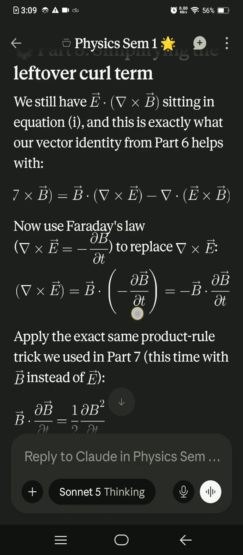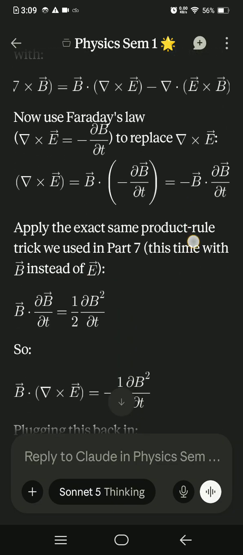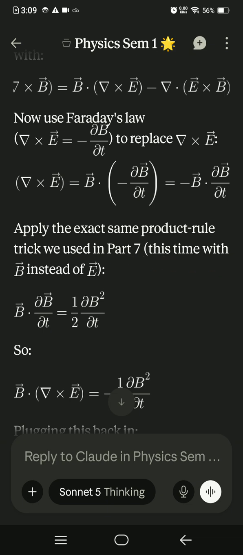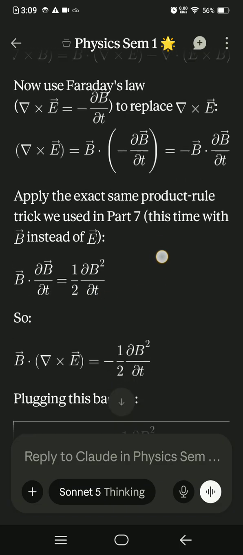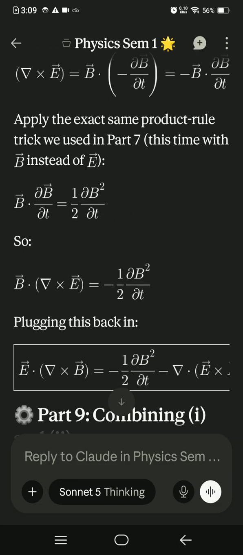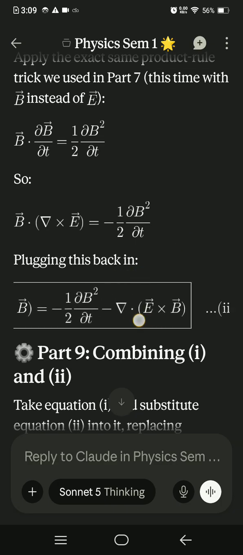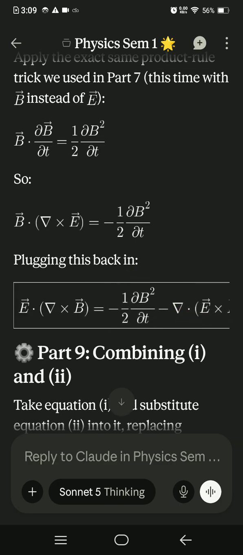So minus dB upon dt, it becomes minus B dot dB upon dt. It's the same thing, right? So the exact same product rule trick we used for part 7, this time with B instead. So this thing right here becomes this thing similarly. So we now have B dot curl of E equals minus half of d B squared upon dt. Plugging this back in, we now have this in our equation.